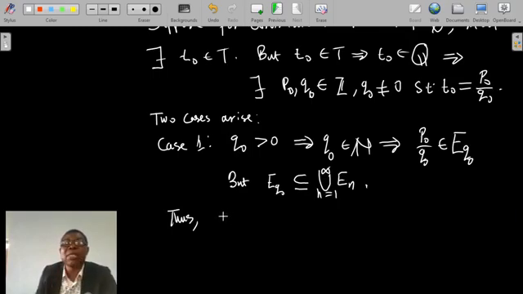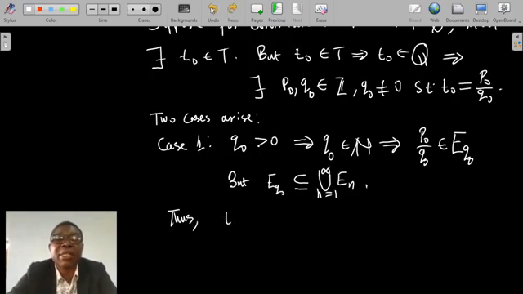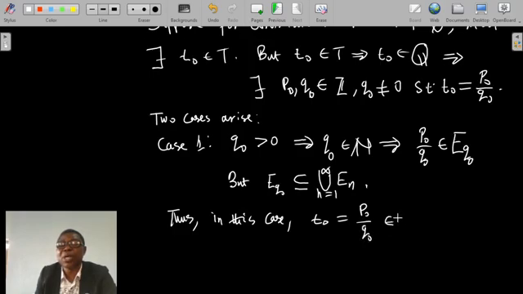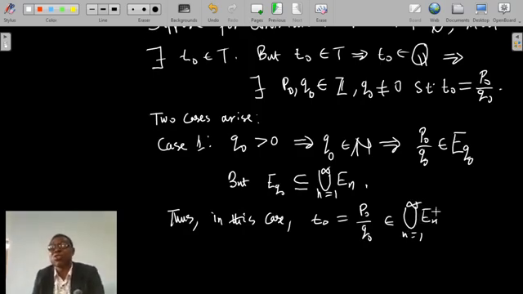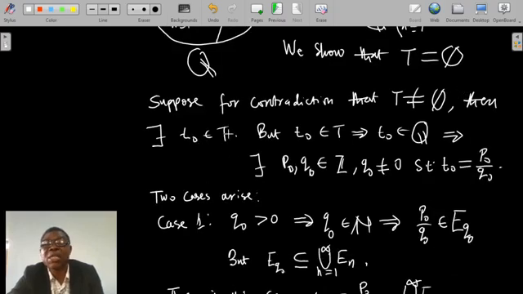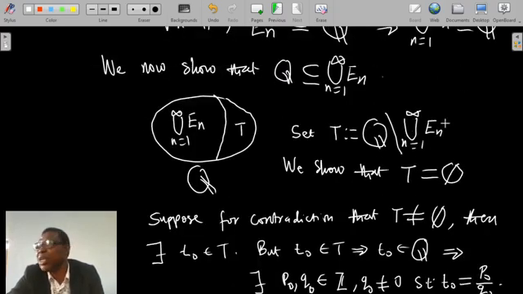Thus, we've gotten that t naught equals p naught over q naught belongs to the union n equals 1 to infinity of E_n. And this already is a contradiction, because by our definition, T is nothing but Q without this union. And by taking t naught in T, it means that t naught cannot be in the union.